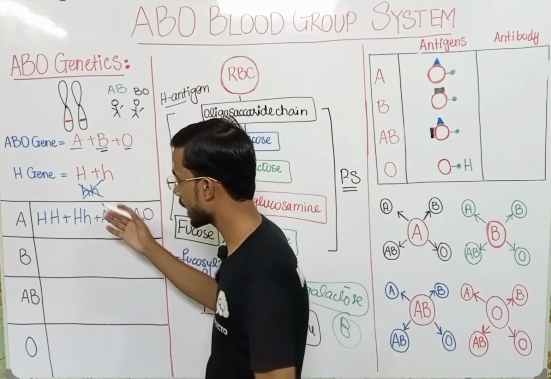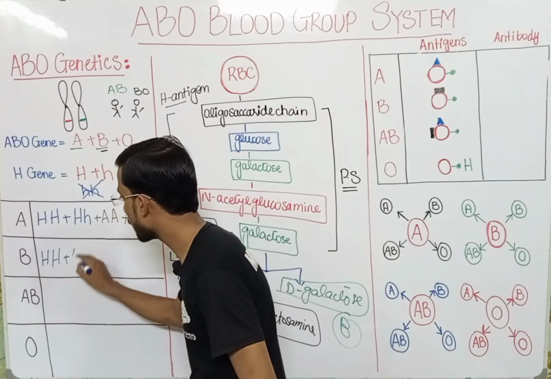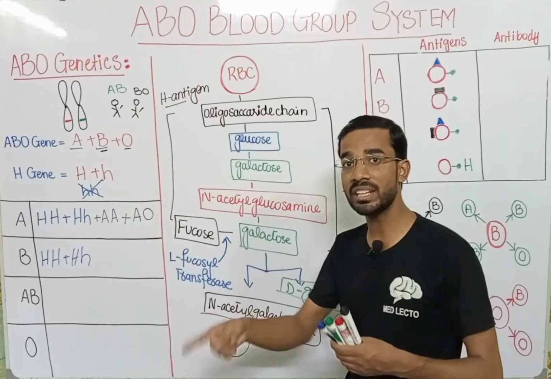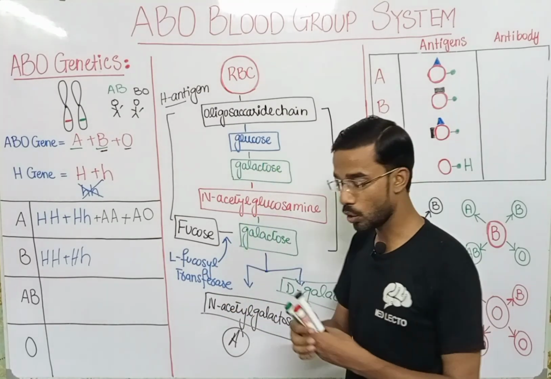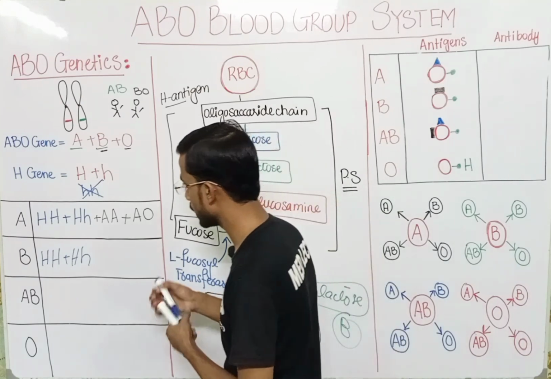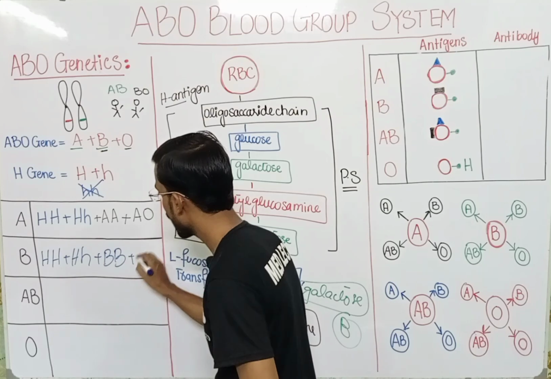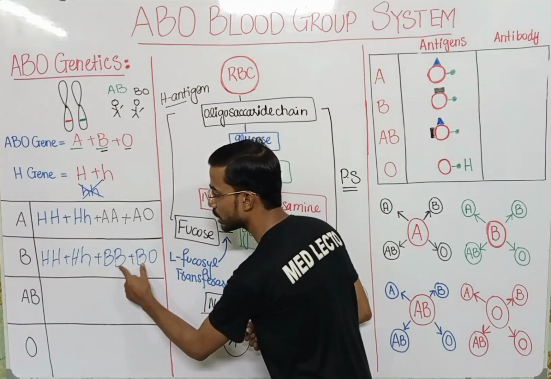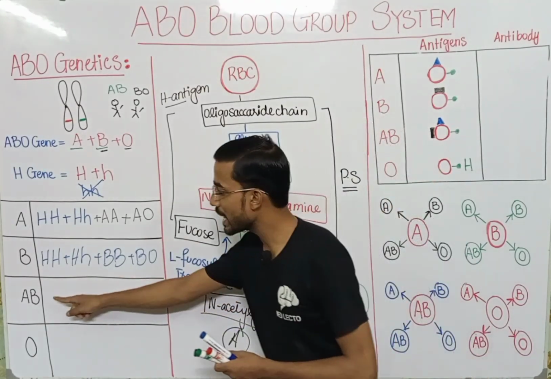Next, the same case applies to B: capital H, capital H, or capital H, small h. This is for the H antigen. After that, the H antigen will convert into the B antigen. So for the B antigen, you will see the presence of capital B, capital B, or B and O. This is for the conversion of the H antigen into the B antigen. Okay. Next is the AB.